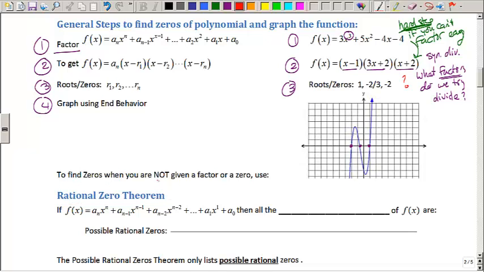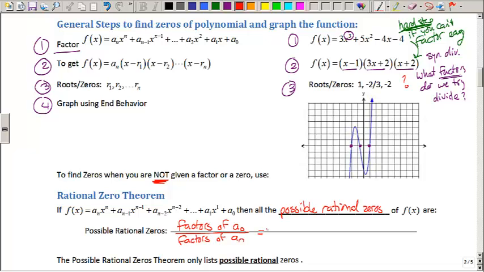To find zeros, when you are not given a first factor or the first 0, we're going to need to use the rational zero theorem, which says if we have a polynomial of nth degree, and this is just the math way of writing an nth degree polynomial in which we don't really know what it is, then all of the possible rational zeros of f of x are equal to the factors of a sub 0, or a naught, divided by all of the factors of a sub n.